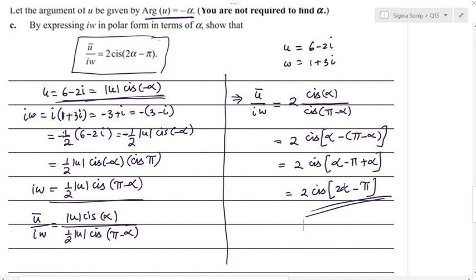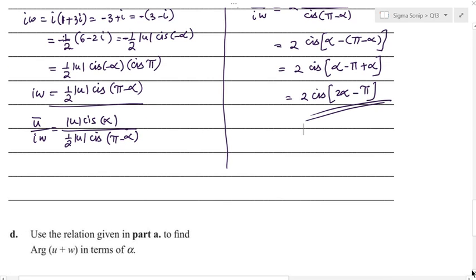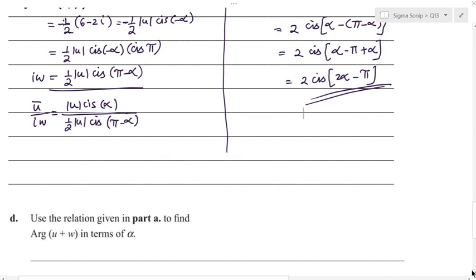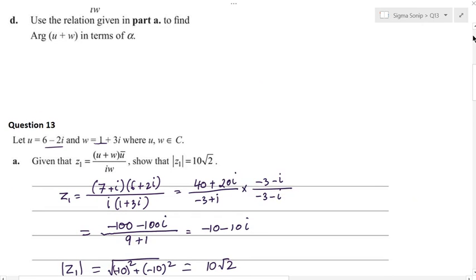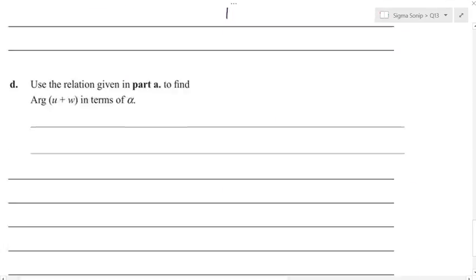Easy thing. And the next part is using the relation given in part A to find arg of u plus w in terms of alpha. So what relation were we given in part A? Let's go back and take a look. The part A is this. You got z1 equal to u plus w. This is the relation given to us. So we'll write that there for ready reference.